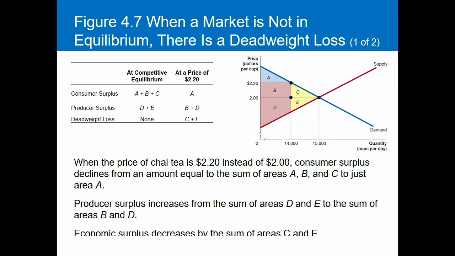Now, because the price, instead of being $2, is at $2.20, everything between the demand curve and that price is going to be the consumer surplus. So it's just going to be the area A, this little triangle, a lot smaller than when the market is in equilibrium. But the producer surplus is going to be higher. It's going to be the difference between the price, $2.20, and the supply curve. So it's area D, like before, and area B. B goes from being consumer surplus to producer surplus.